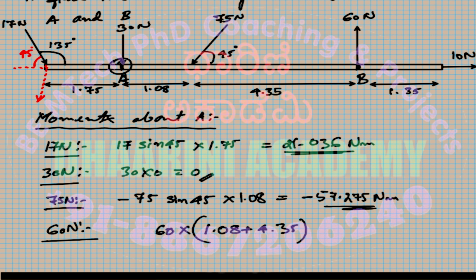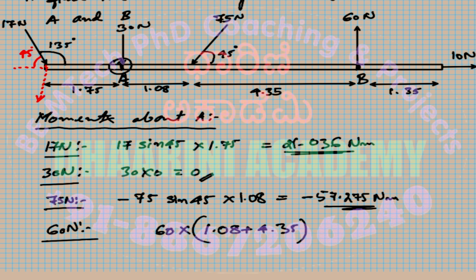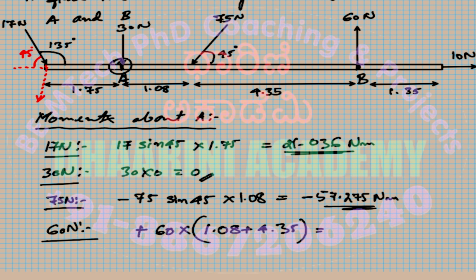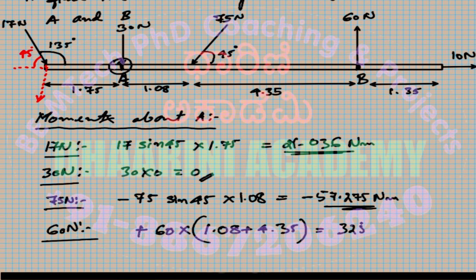Force applied at B makes that particular rod move anti-clockwise, right? So if you apply a force at B, something which is present at A, as a reference point, will move upwards. Because of that, this is still positive. Okay, so 60 into 1.08 plus 4.35. So many Newton meters.